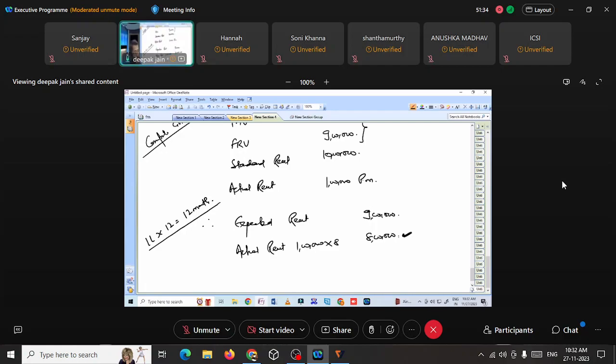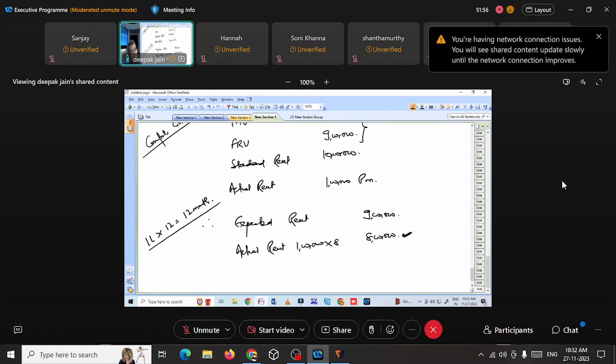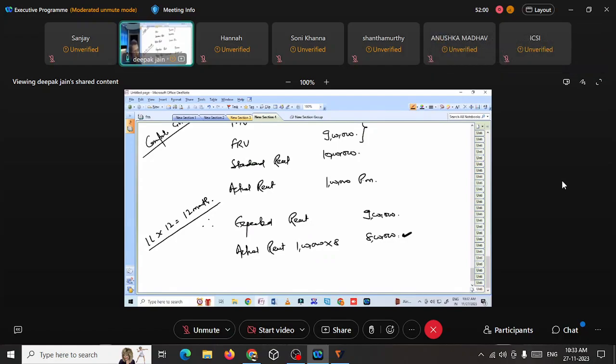So can I say that the reason of reduction is vacancy? Had this property been let out for the whole year, the rent would be 12 lakh. But my property is not let out for 12 months. It is let out only for 8 months. So the reason of reduction is vacancy. Are you comfortable or not?